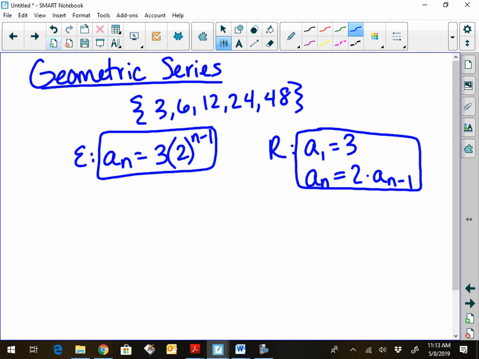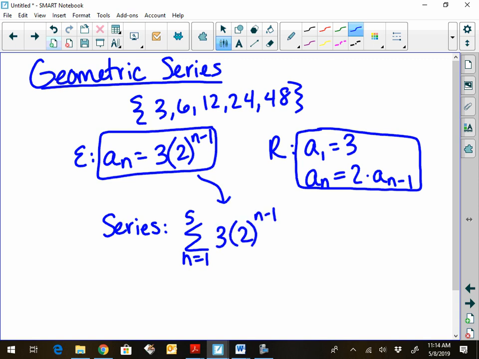And then if we write this as a series, so a series, remember we're going to add it up. If you write this in summation notation, we have the sum, we use n equals 1, and we have 5 terms, so to 5, and we use our explicit formula, right? So 3 times 2 to the n minus 1. Good. Now if you go up here and you just add up all these terms, which you certainly could do, then we should get 93.